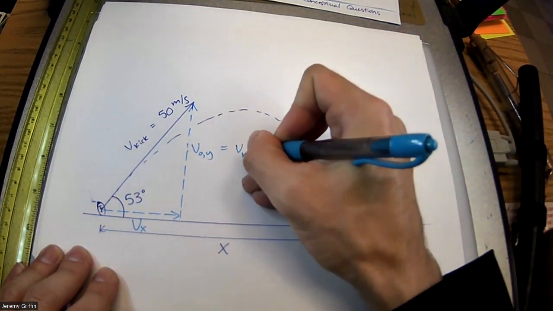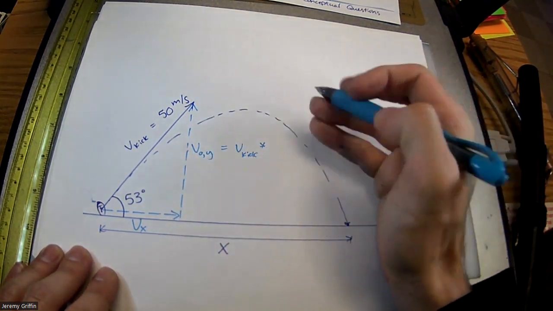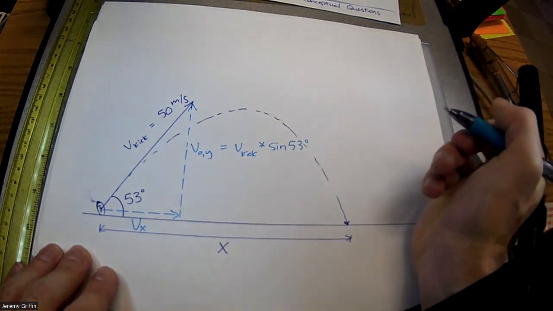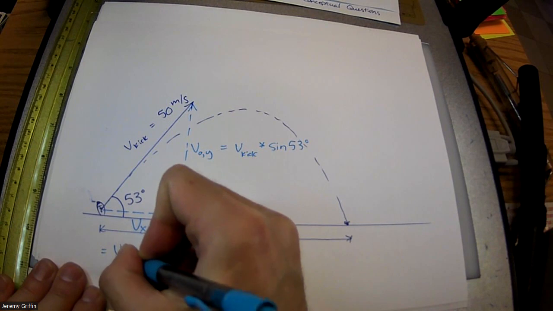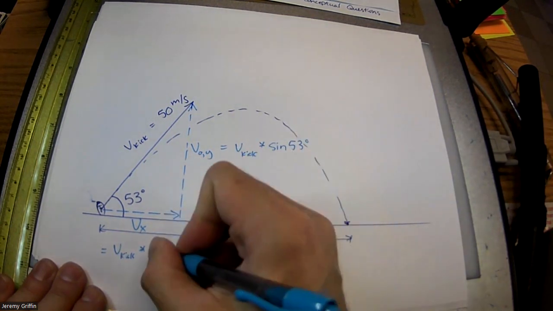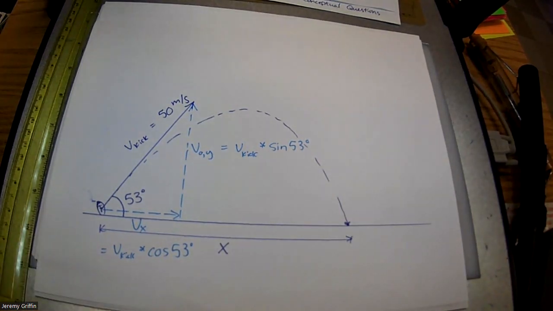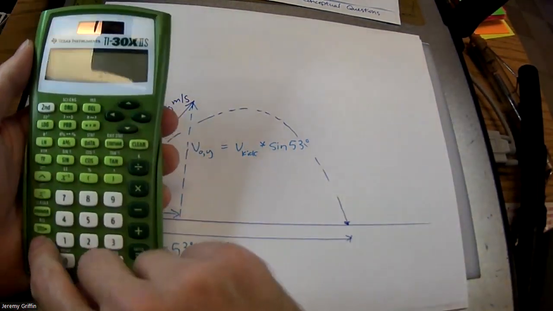It's v kick multiplied by what? Sine or cosine of 53 degrees? Sine. You guys remember doing this? How about v sub x? That would be v kick multiplied by cosine of 53 degrees. We've done this a bunch, so hopefully by now you're getting pretty comfortable breaking vectors into components. Let's get some numbers.